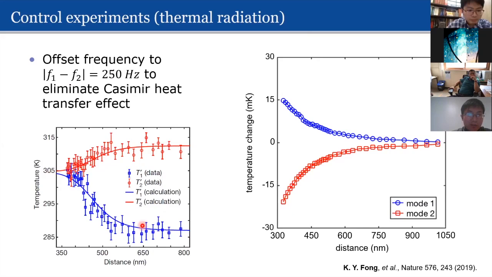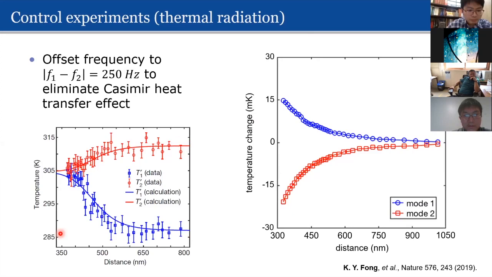As we change the distance, you will just get a flat line. The temperature will just follow its own thermal bath, and that will be solely due to thermal radiation. There will be no more Casimir heat transfer. So this thermal radiation effect actually does some heating, heats up a little bit, but if we zoom in here, the scale in millikelvin, you can still see the membranes on two sides, one got cooled down a little bit, the other one got heated up a little bit due to thermal radiation.